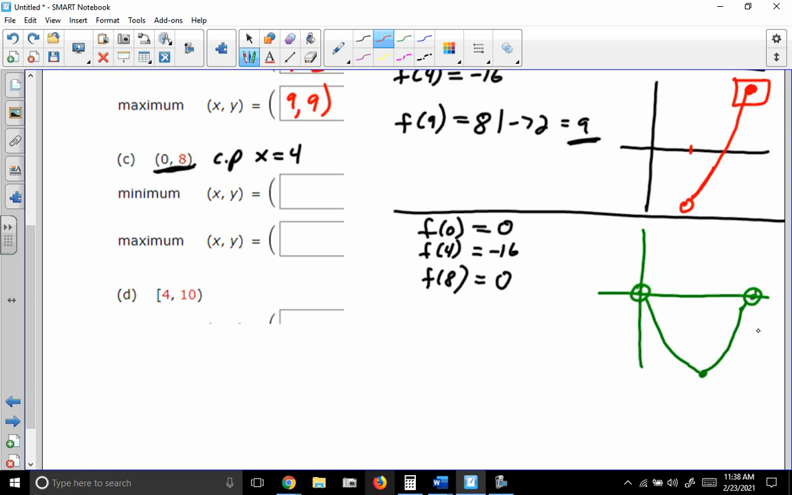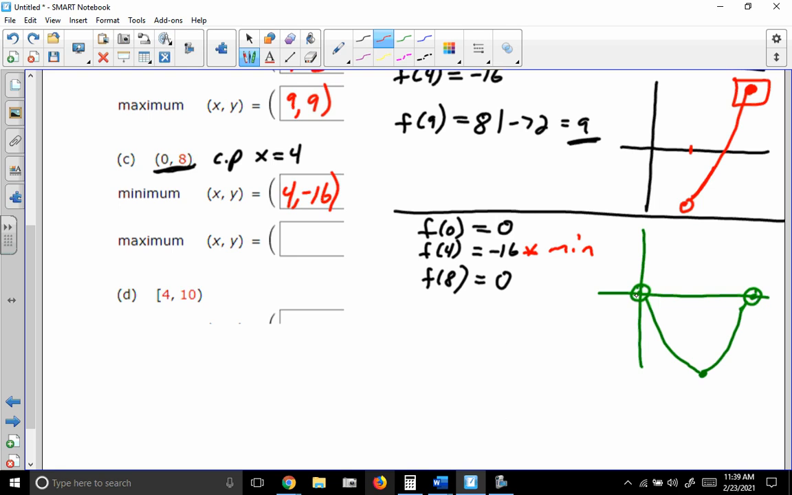So what about this one? That point, even if we don't have the graph, notice negative 16 is lower than either edge. Negative 16 is lower than either edge, so that's a minimum. This is smaller than either of these.